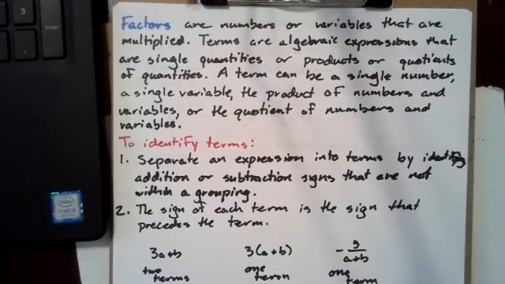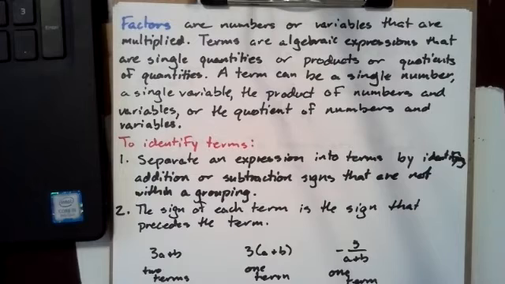Factors are numbers or variables that are multiplied. Terms are algebraic expressions that are single quantities or products or quotients of quantities. A term can be a single number, a single variable, the product of numbers and variables, or the quotient of numbers and variables. To identify terms, first separate an expression into terms by identifying addition or subtraction signs that are not within a grouping. The sign of each term is the sign that precedes the term.